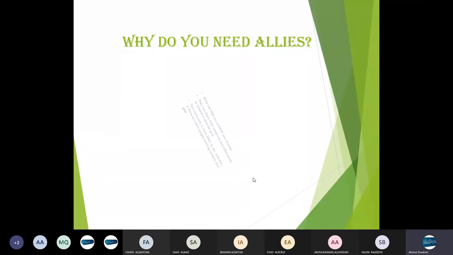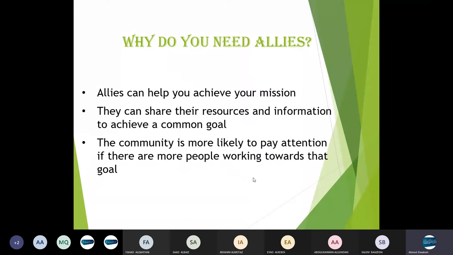Why do you need allies? Allies can help you achieve your mission. They can share the resources and the information to achieve a common goal. The community is more likely to pay attention if there are more people working towards that goal. Nice.